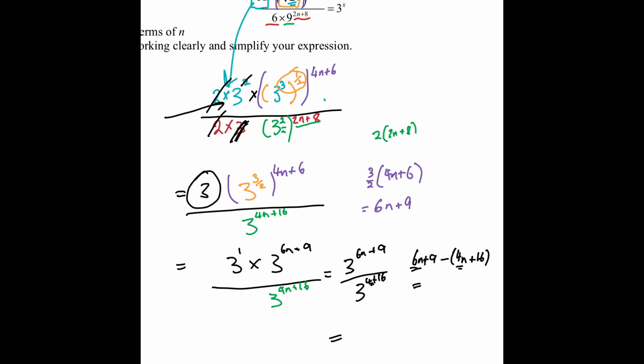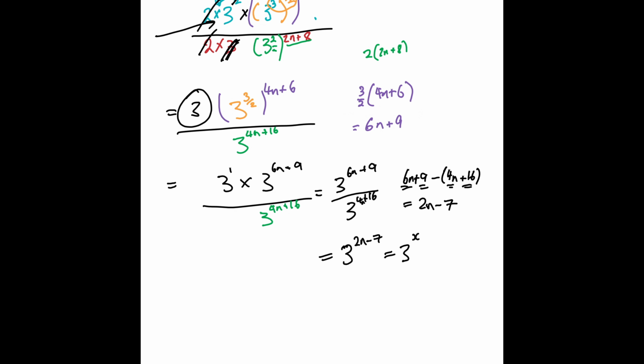So 6 take away 4 is 2n, and 9 take away 16 is negative 7. You're going to get 3 to the 2n minus 7. Remember, this was what we were trying to work out as 3 to the power of x. And at this point, clearly the powers are the things that are equal, right? We're raising both 3's to the same power, so x must be 2n minus 7.